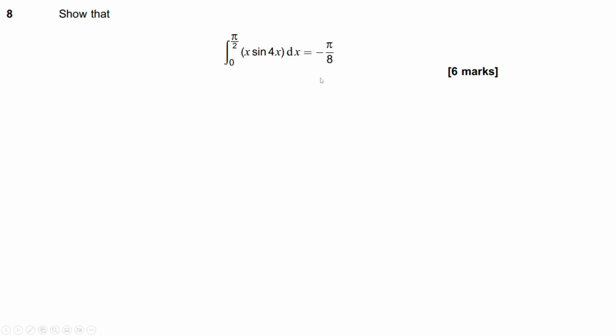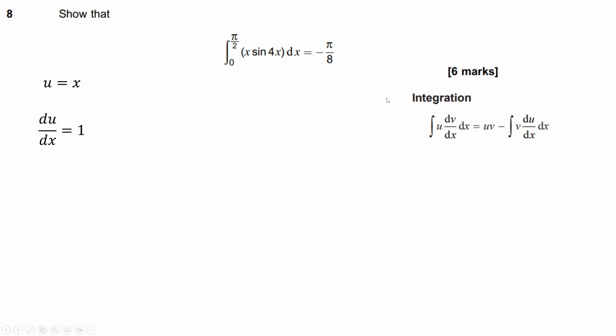Show that this equals this. This is just integration by parts. You do have a formula for this. This is the formula. You just open up your data booklet. What I did was I let u equal x here, and so dv by dx is just sine 4x. And the reason why I did that is because we're going to be differentiating u to get du by dx, and it's simpler because x just differentiates to 1.